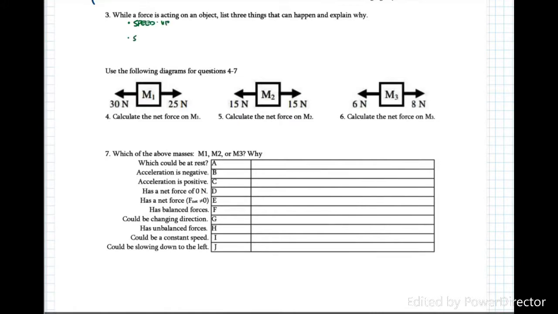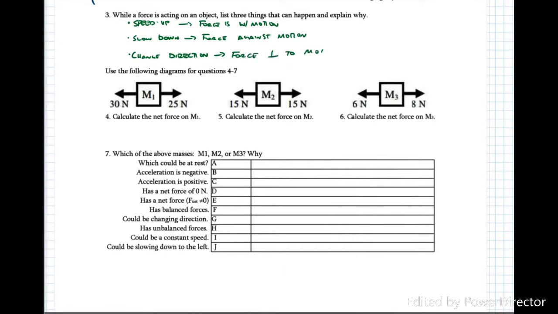One thing that can happen is that we speed up, slow down, or change direction. Now, turning is going to be something a little bit different. Speeding up is when my force is in the direction of motion: pushing something forward and it gets faster. Slowing down is when my force is against the direction of motion. And changing direction happens when my force is perpendicular.